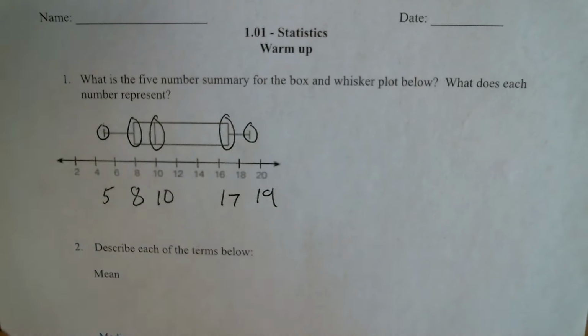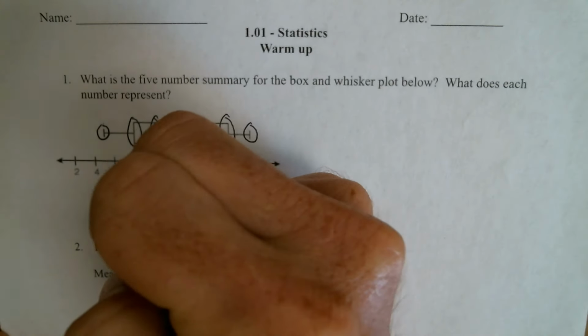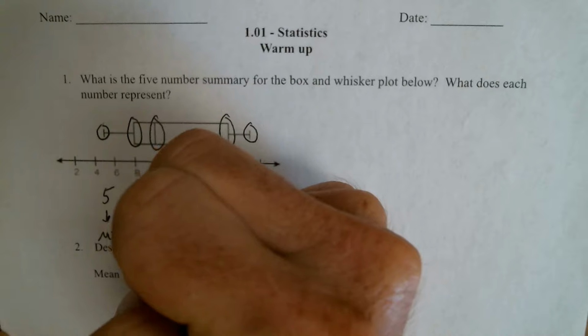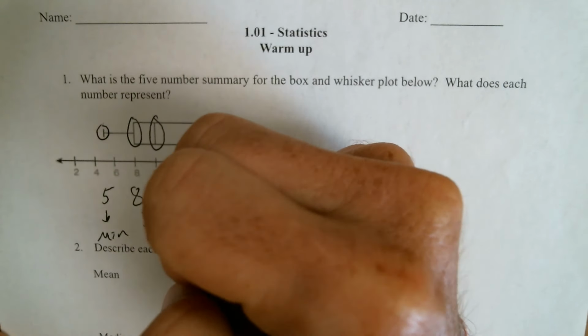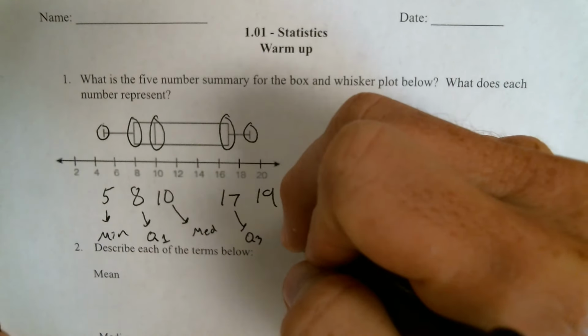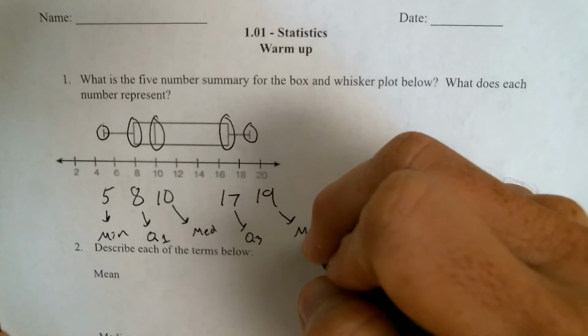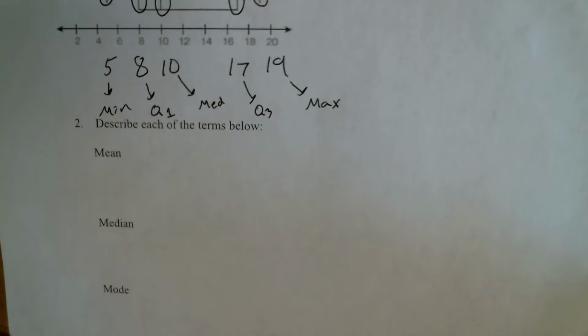All right. And those numbers represent the minimum value in your data set. This is quartile 1, and we'll define quartile down below in a second. This would be our median. This would be quartile 3, and this would be our maximum. All right, so a box and whisker plot is just a visual way of showing those five numbers.